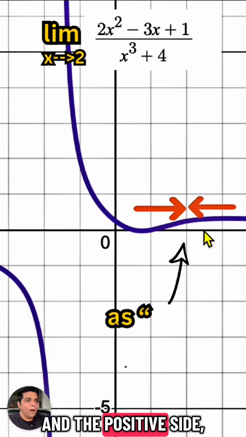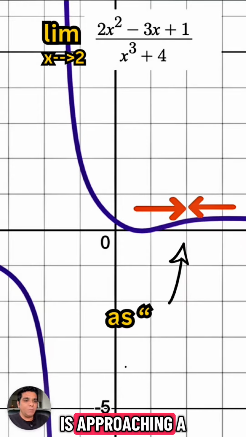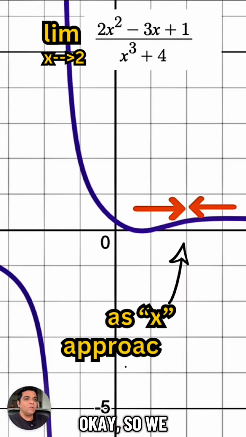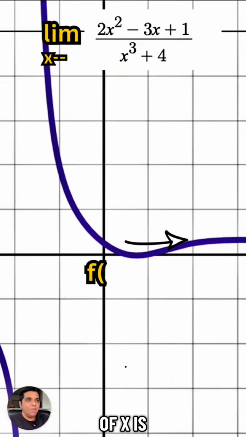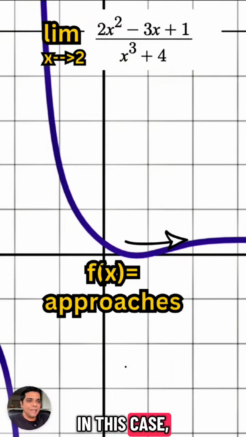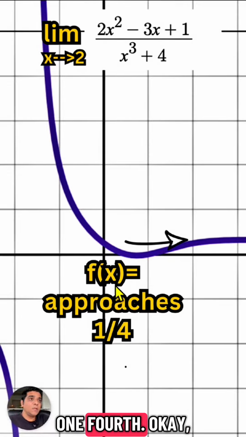So now we will see that as we approach 2 on the x-axis as the input, from the negative side and the positive side, you see the function of x is approaching a certain value. Okay, so as x approaches 2, we see that f of x is going to approach, in our particular case, 1/4. Okay, so this is 1/4, this is 1, this is 1/4.